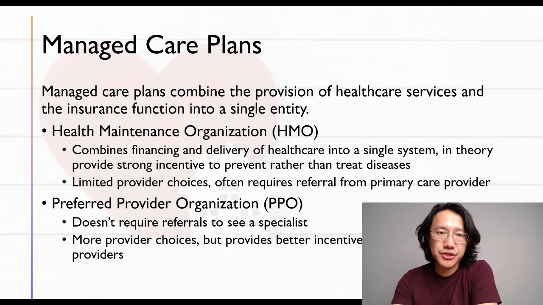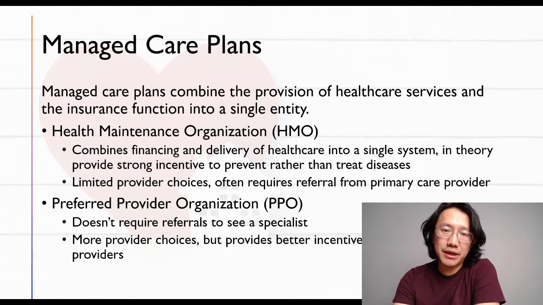Next, we talk about managed care plans. Managed care plans combine the provision of healthcare services and the insurance functions into a single entity. Some examples: health maintenance organizations, which we usually call HMOs. They combine financing and delivery of healthcare into a single system. So, in theory, it provides a strong incentive to prevent rather than treat diseases early.